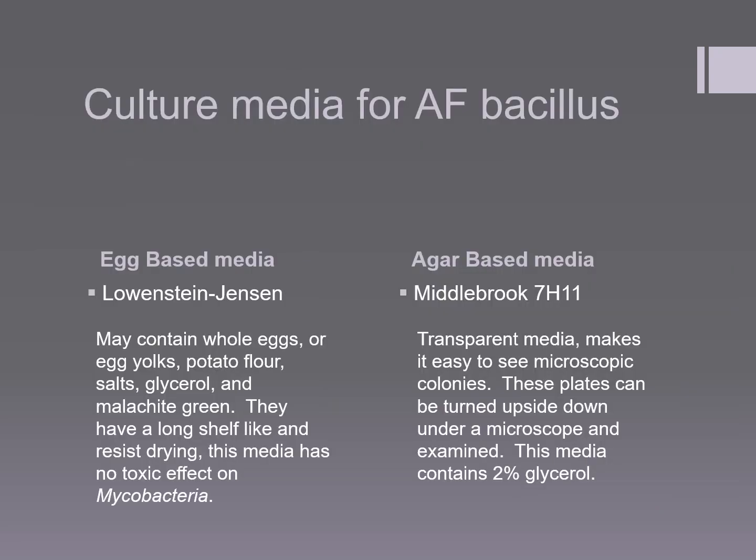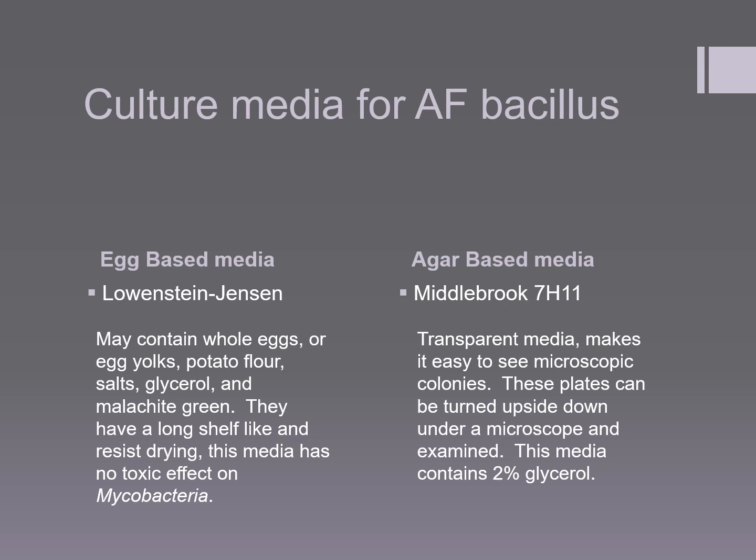The type of media that we use is very specific for acid-fast bacillus. We are going to use either egg-based media or agar-based media, or both. An egg-based media that I want to talk about is called Lowenstein-Jensen. It contains eggs, potato flour, glycerol, and malachite green. One nice thing about malachite green is it prevents normal flora from growing on the slant. That, along with the egg yolks, prevents the media from drying out, because like I said, Mycobacterium can take a few weeks to grow.